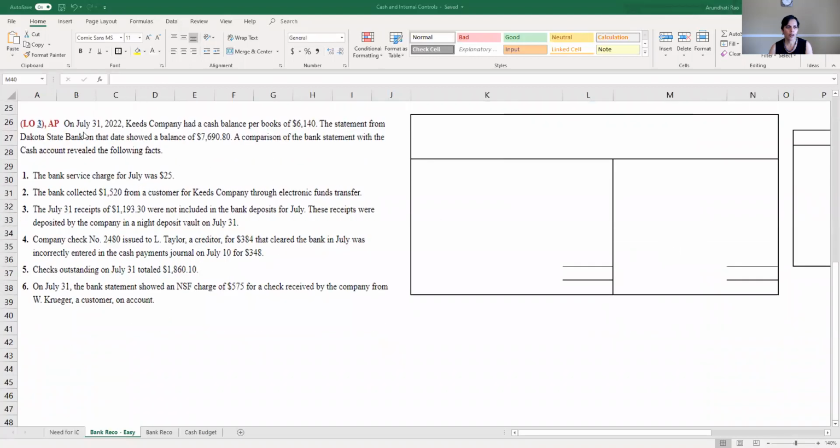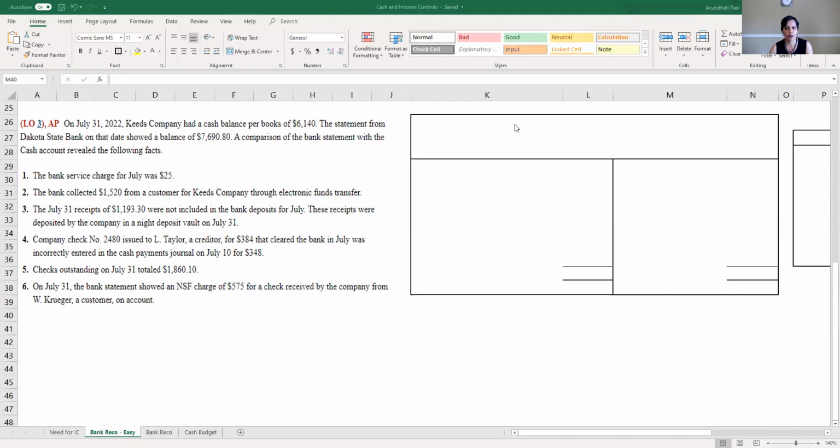In this case, on July 31st, 2022, Keith's company has a cash balance as per books of $6,140. The statement from Dakota State Bank on that date shows a balance of $7,690.80. A comparison of the bank statement to the cash account revealed the following facts. They've given me 6 pieces of information based on which I'm going to prepare my bank reconciliation statement. So let me start over here showing you how I would set up the bank reconciliation statement.